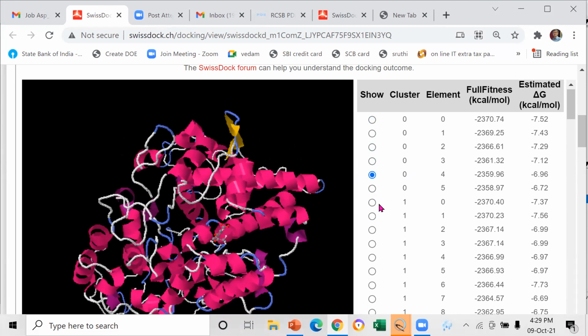These are cluster 0. Put to cluster 1. You can see. Please try each one of the clusters and see where aspirin goes. So what the software does is it puts aspirin in different groups of places, different grooves, and calculates the energy.